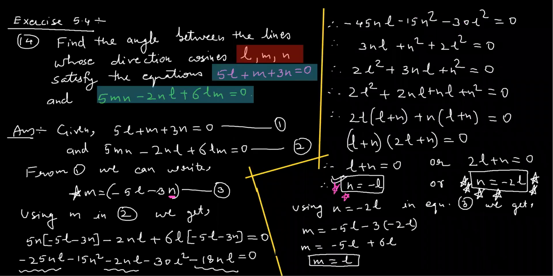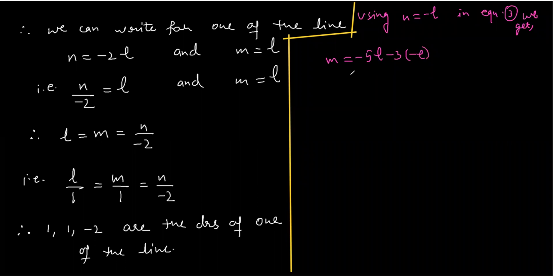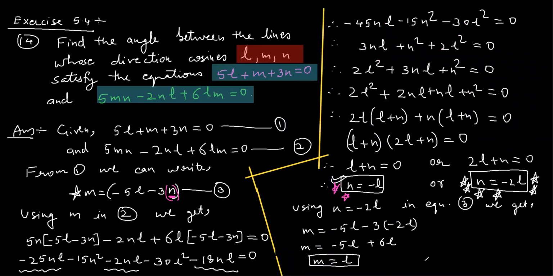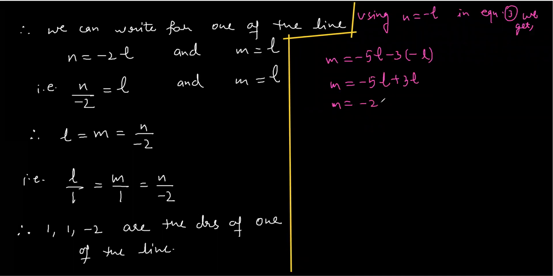After that, what you have is minus 3N. So you will not write N. Instead of N, you will write negative L. So it will be minus 3 times negative L. So what will this become? M equals to minus 5L plus 3L. So you get M equals to minus 2L.